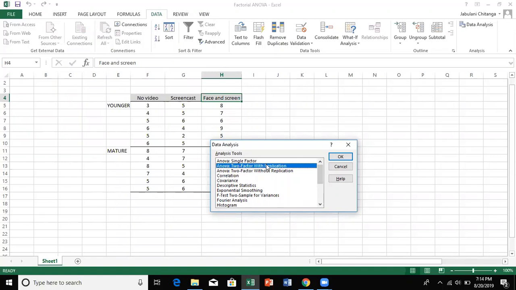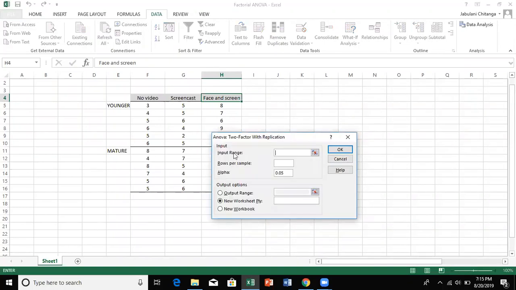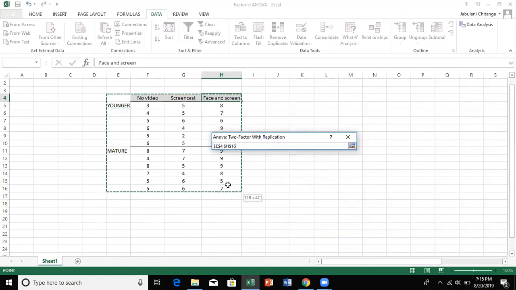With replication, you can read around this. So there's independent to factorial, there is repeated measure factorial. So this one that we're using. You click on OK, and then you select the input range from here, and then you select like this.